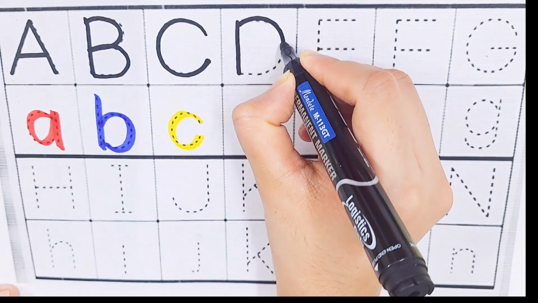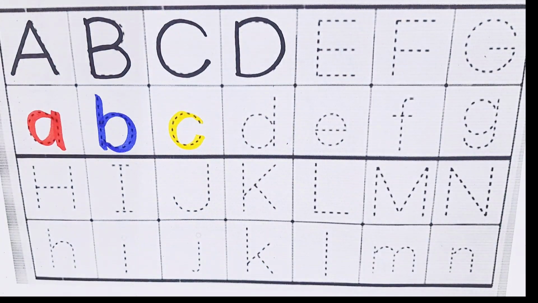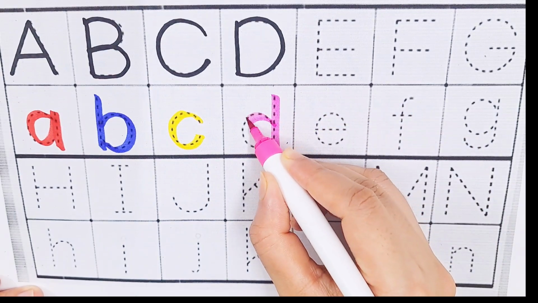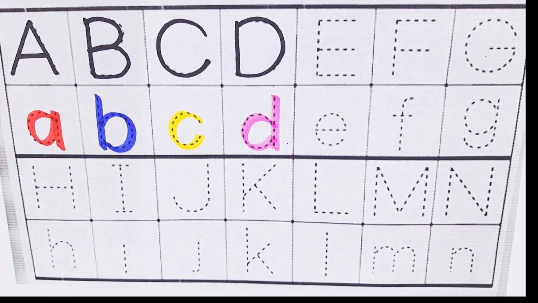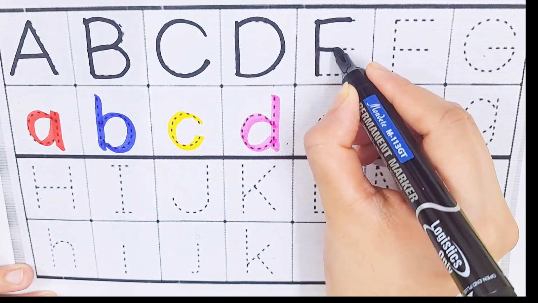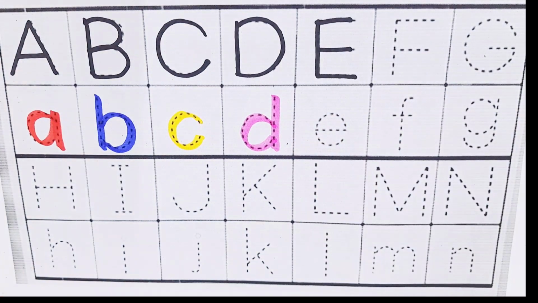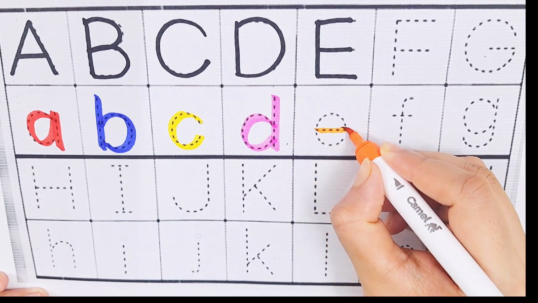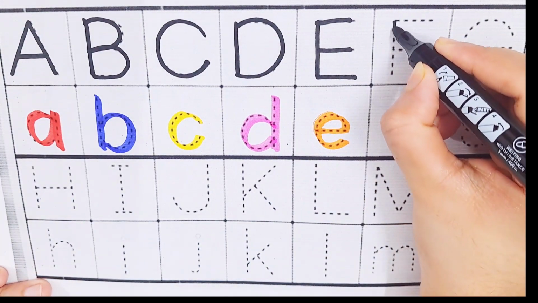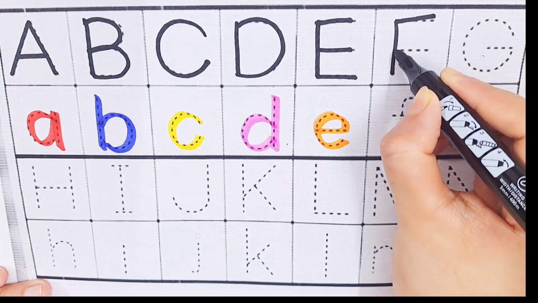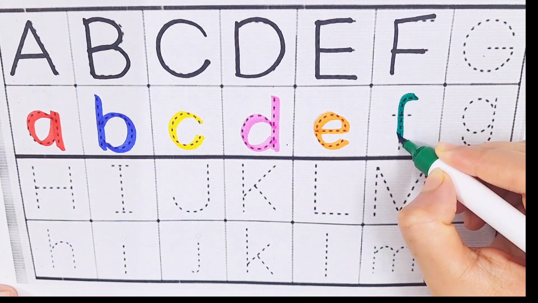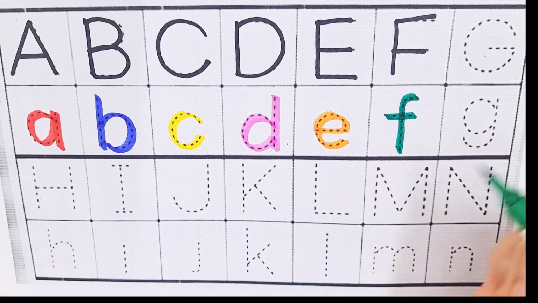D for dog. D for doll. E for elephant. E for egg. F for fish. F for flowers.